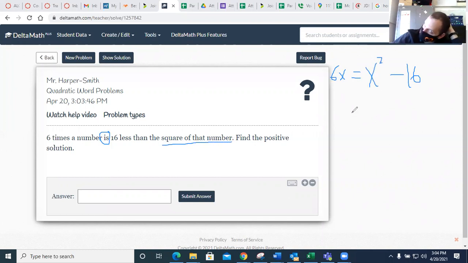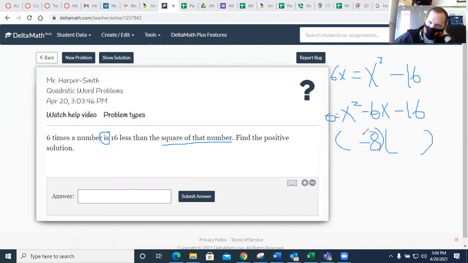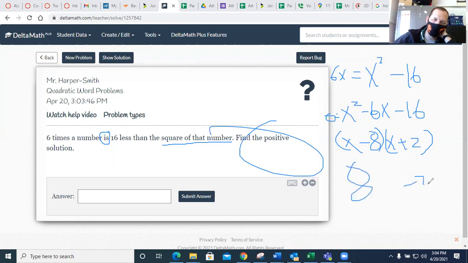Okay, I'm going to minus 6x from both sides. x squared minus 6x minus 16. What two numbers multiply to be -16 and add to be -6? That'd be -8 and +2. So for the solution, find the positive one. It's going to be an 8 and a -2. So my answer is 8.